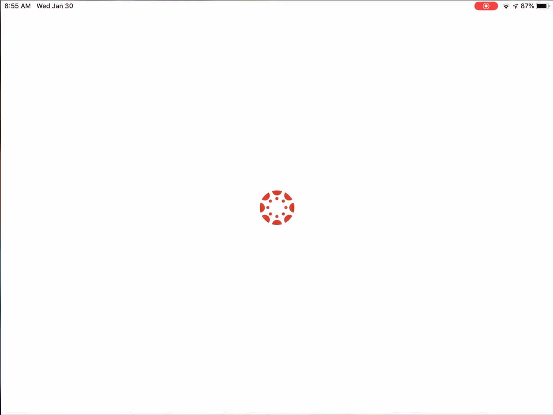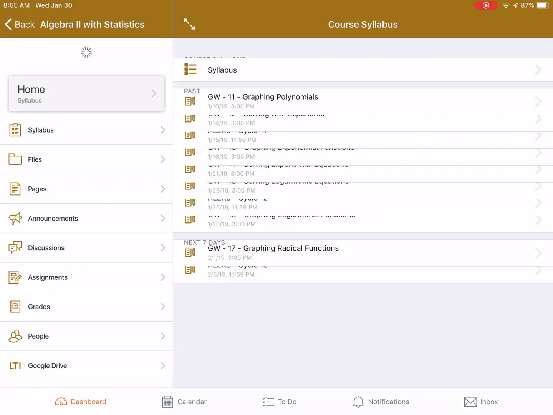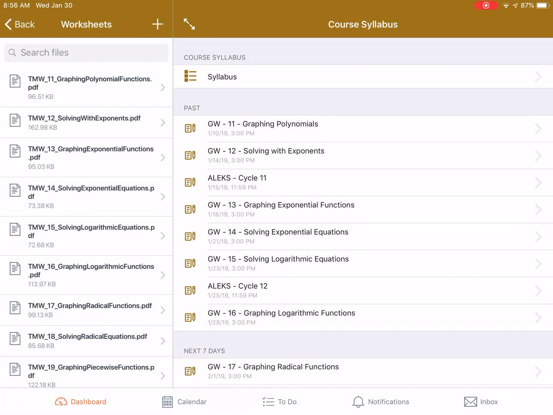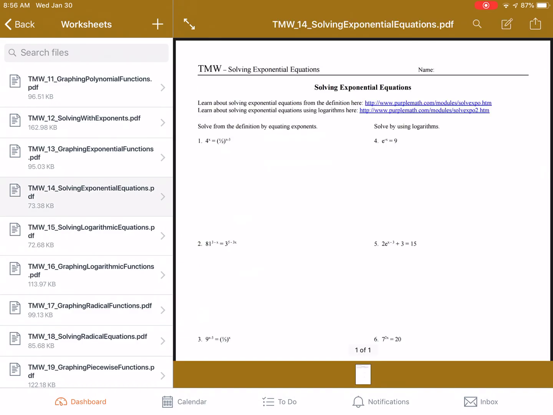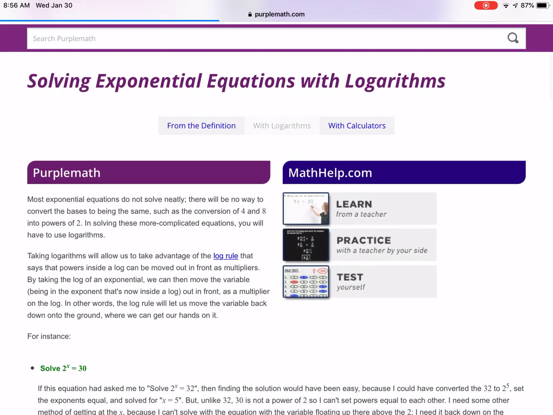Now, if we go back here, and it's going to reload here, which is fine. So I'll show you how to get to it again. Algebra with Stats, Files, Teachable Moment Worksheets. This is worksheet number 14. And we can click on this second link. It'll take you to a different web page. Now this is solving exponential equations with logarithms.